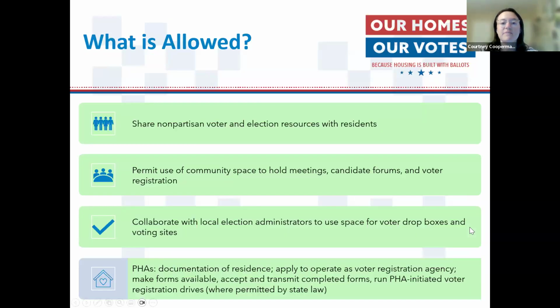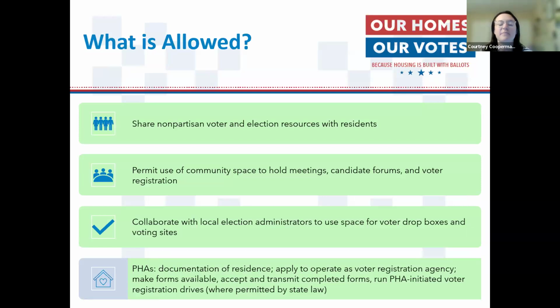So these announcements make really clear that HUD-subsidized providers can share nonpartisan voter and election resources with residents. They can permit the use of community space to hold nonpartisan meetings, candidate forums, and voter registration events. They can collaborate with local election administrators to use space for ballot drop boxes and polling place locations.